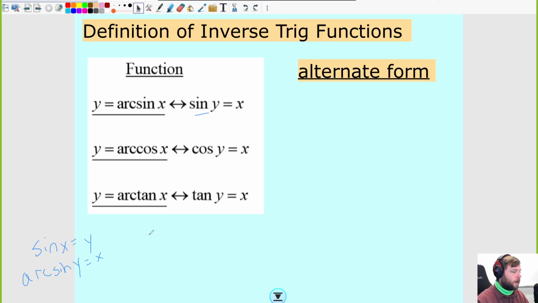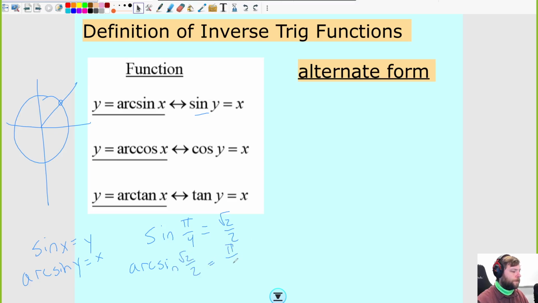So another way of saying that is, sine of pi over 4, like pi over 4 in the unit circle, so like the halvesies, is going to equal square root of 2 over 2. The arc sine of square root of 2 over 2 would be pi over 4. So it flips those.